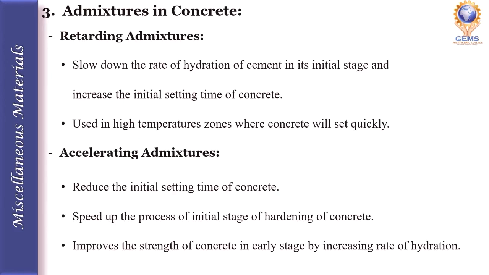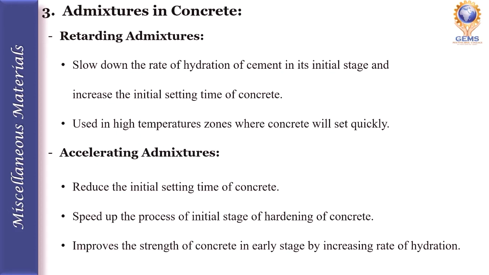Second admixture is retarding admixtures. The retarding admixtures slow down the rate of hydration of cement in its initial stages and increase the initial setting time of concrete. They are also called retarders and are used especially in high temperature zones where concrete will set quickly.